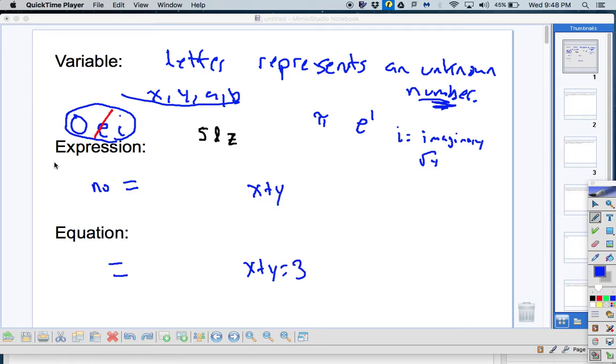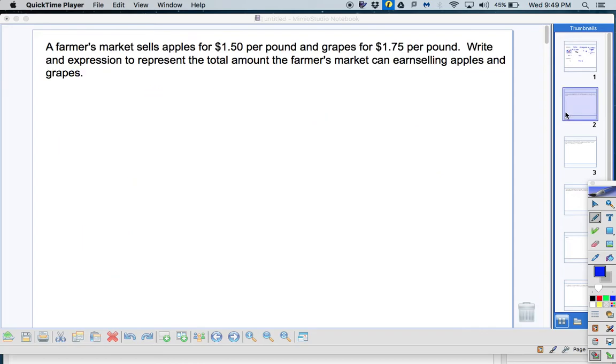So if we ask for an expression, no equal sign. And if you ask for an equation, there better be an equal sign present. And the other thing I want to talk to you about briefly is making sure that you read the question, because a lot of times people have trouble with these because they're not reading the directions on what to do. All right, so let's start looking through an example problem.